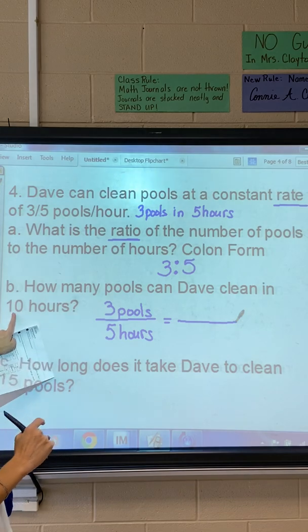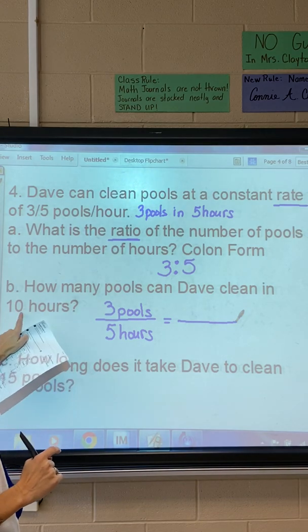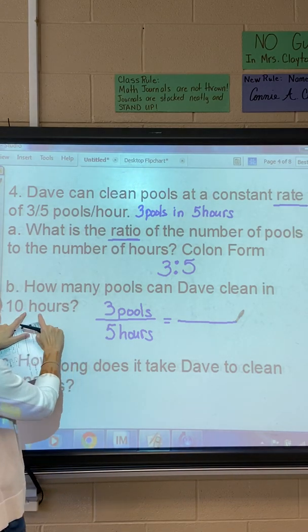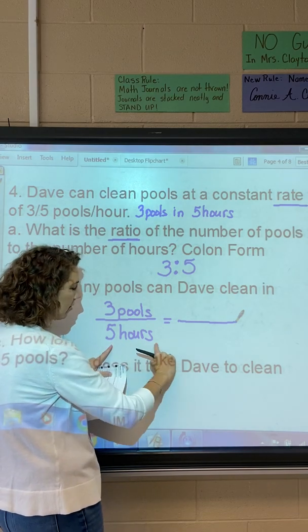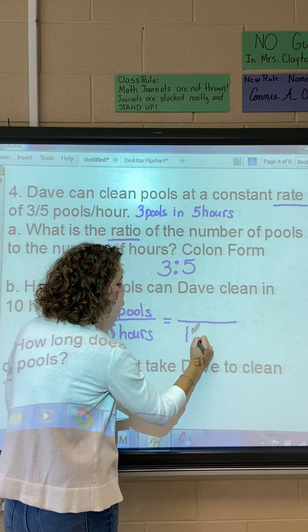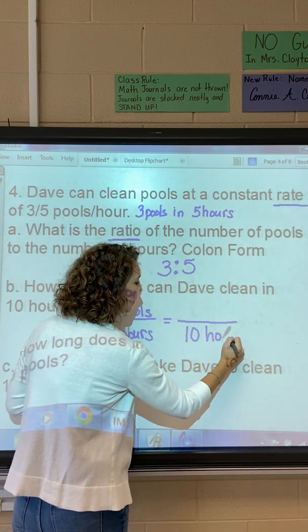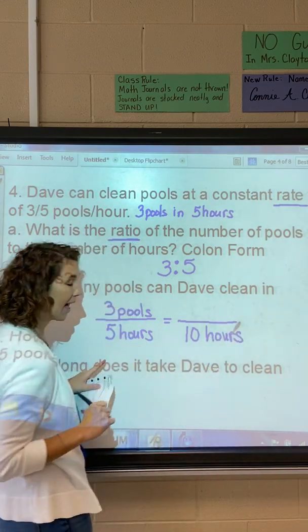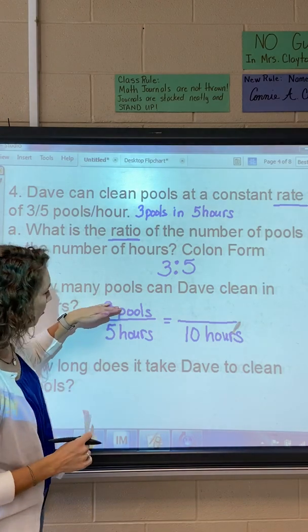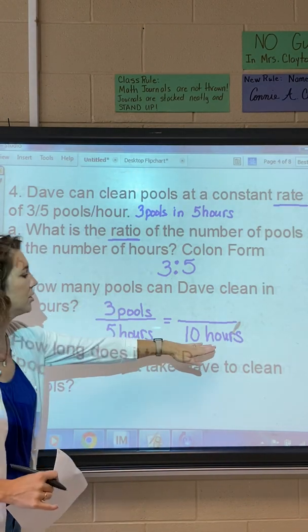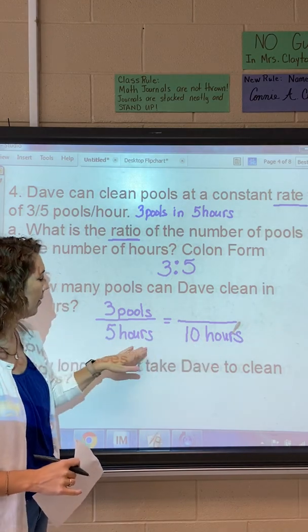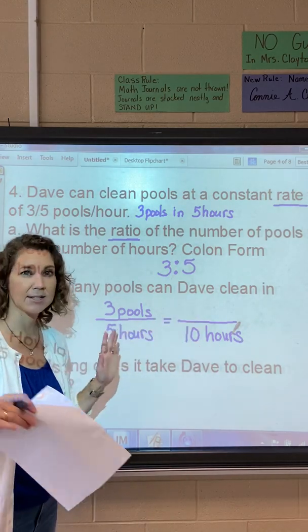Okay, over here it says, how many pools can he clean in 10 hours? So I want to match that 10 hours to the hours in my original ratio. So I'm going to put the hours on the bottom. We put pools on the top, hours on the bottom. Since they ask us about 10 hours, we're going to put hours on the bottom. Now we got to figure out what goes in this space.